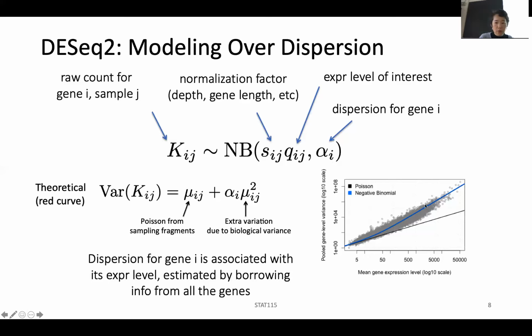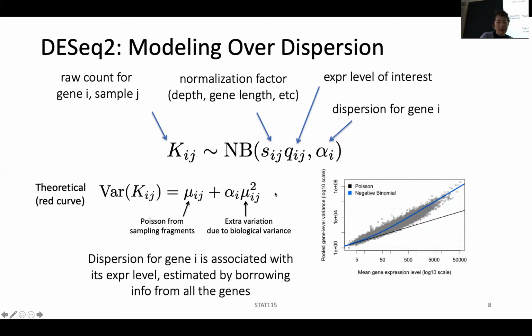And if we were to draw this figure, you will see something like this, and we can actually model the theoretical variance of every gene by this equation, which is the mean mu_ij plus alpha mu squared. So if we don't have the second term, we are saying that the variance is equal to mu. That's a regular Poisson distribution. But with this additional term, we are trying to capture this overdispersion.